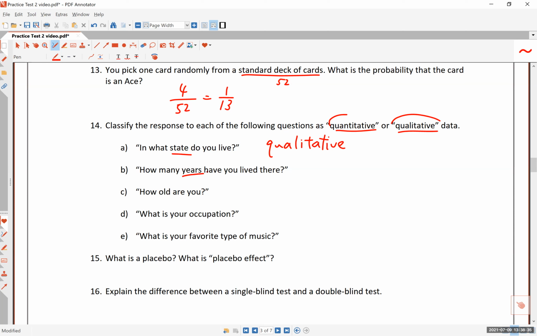How many years have you lived there? You can take the average of the number of years and so on. So this is quantitative. How old are you? You can find the average ages and so on. So this is also quantitative. What is your occupation? Jobs cannot be added or quantified. So this is qualitative. What is your favorite type of music? The same thing. It is qualitative because it's not a number.